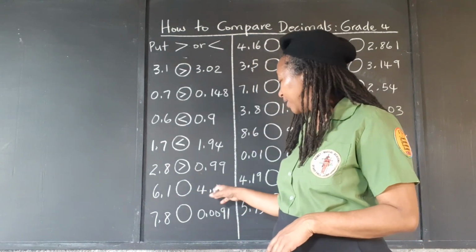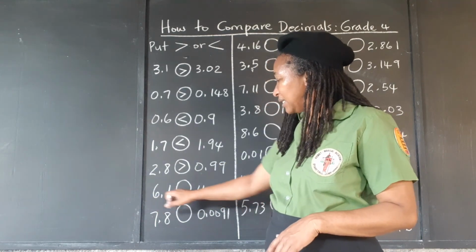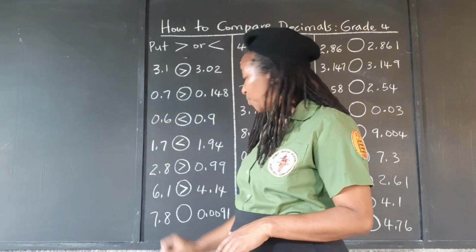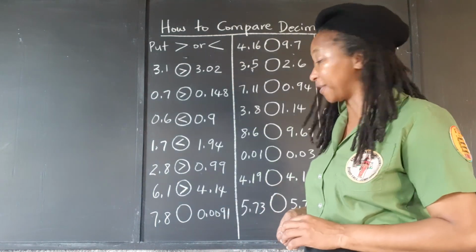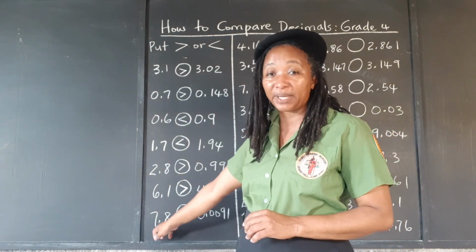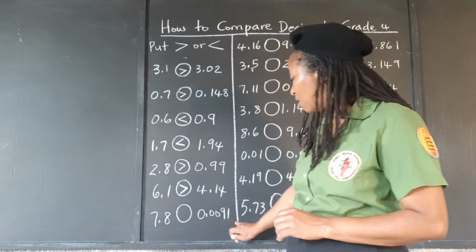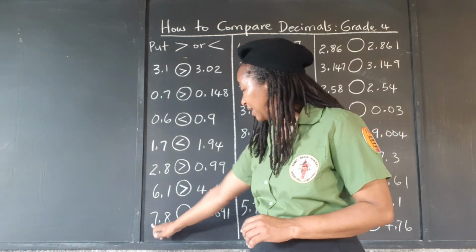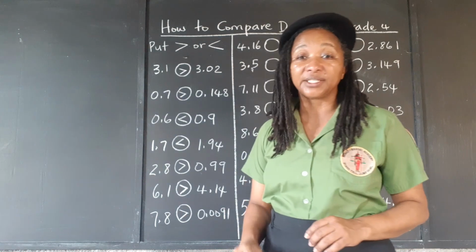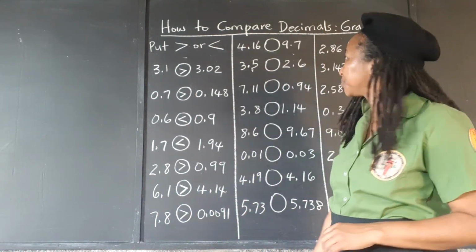6.1, 4.14. In the ones place, the 6 is bigger than the 4, so 6.1 is a greater number than 4.14. 7.8, once we look at the ones place, this has a 7, this has a 0. It doesn't matter what comes after that. We know that 7 is bigger than 0. So 7.8 is the bigger number. Alright, so we're done with that batch.